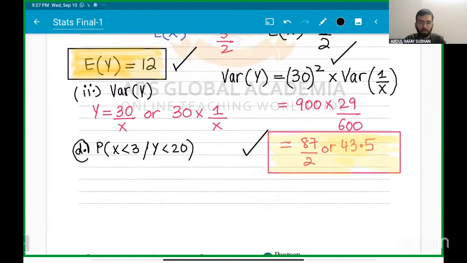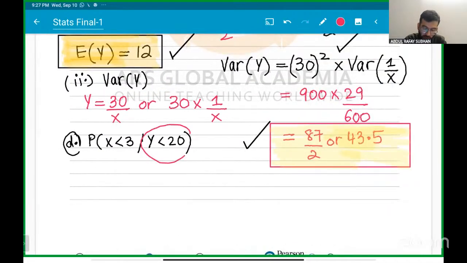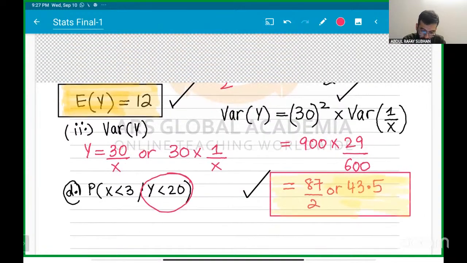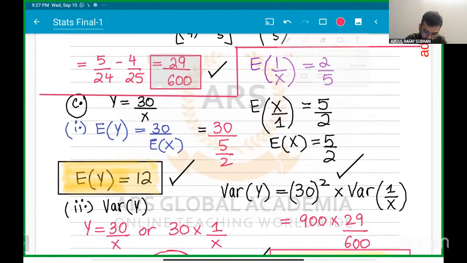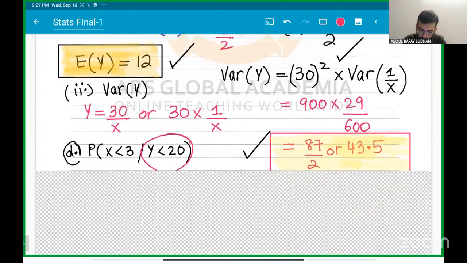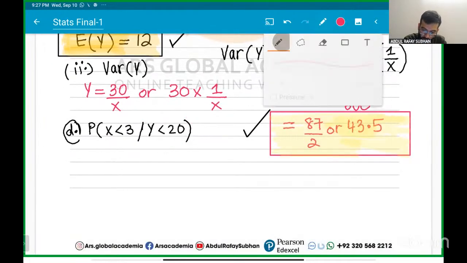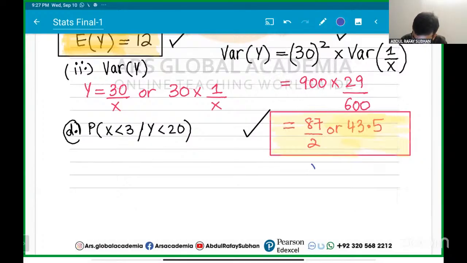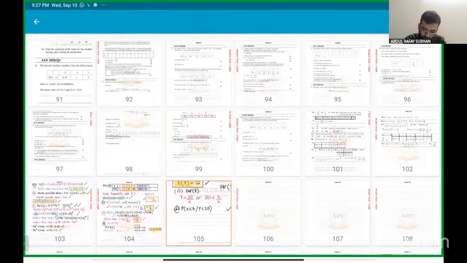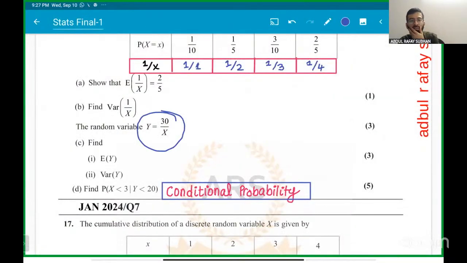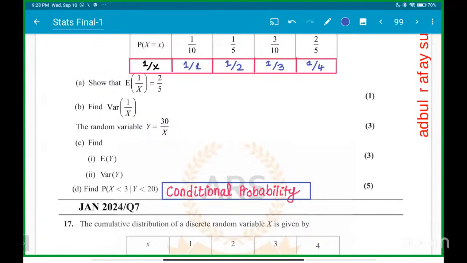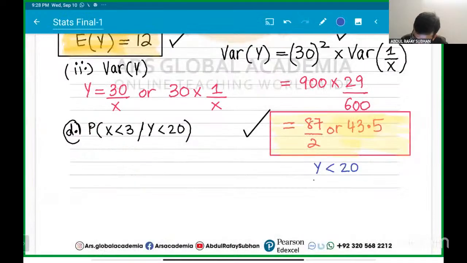So as always, let's not solve the whole question yet. Let's first solve what y is less than 20 means, because we have the y variable, where y is 30 divided by x. Let's convert them into one variable. If y is less than 20, can I write 30 divided by x instead of y? Yes. So it will be 30 divided by x is less than 20.